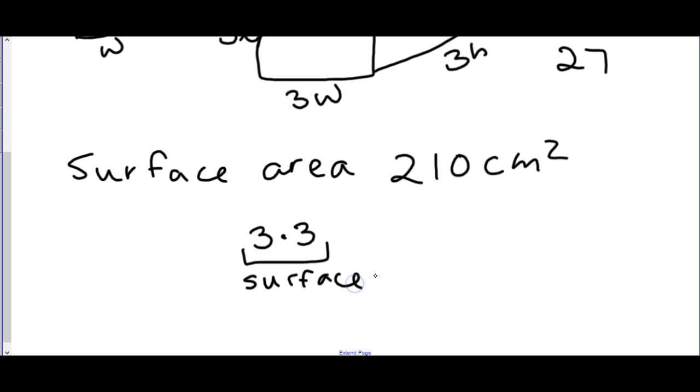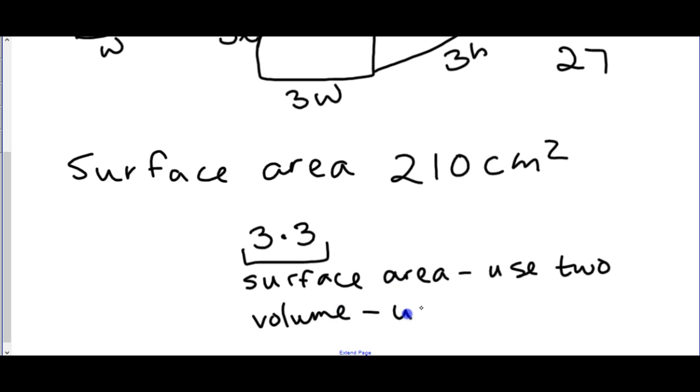And since it was tripled, we're using 3. So if it had said doubled, we would use 2's. Or if it had said quadrupled, we'd use 4's. So for surface area, we use 2 of them. If it had been volume, we use 3. And if it was just the sides themselves, we'd only need to triple it.